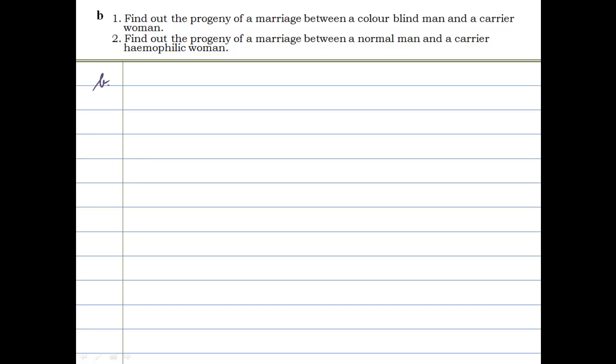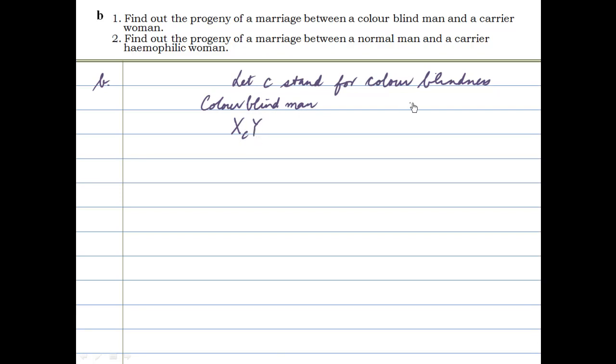So over here, since it's colorblindness, let C stand for colorblindness. Okay, so when you're talking about the colorblind man, it'll obviously be XCY, and the carrier woman, a woman is always XX. If she's a carrier, colorblindness on one of the X chromosomes. Now, if you were to cross this, these are the parents.